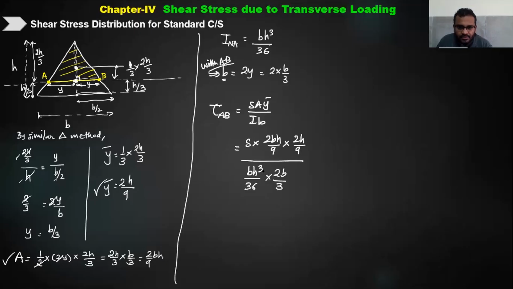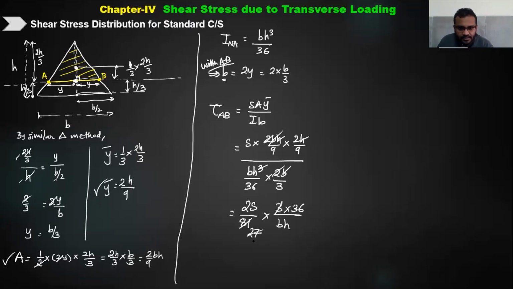Now let us see what cancellations can happen. Here b can be cancelled out, and 2 can also be cancelled out. The h and h cube, only h remains. Now this 2 remains. So I will write 2S by 9 into 9 becomes 81, into 36 into 3 on top, and at the bottom remains b into h. Now let us simplify this, divide by 3, that would be 27.